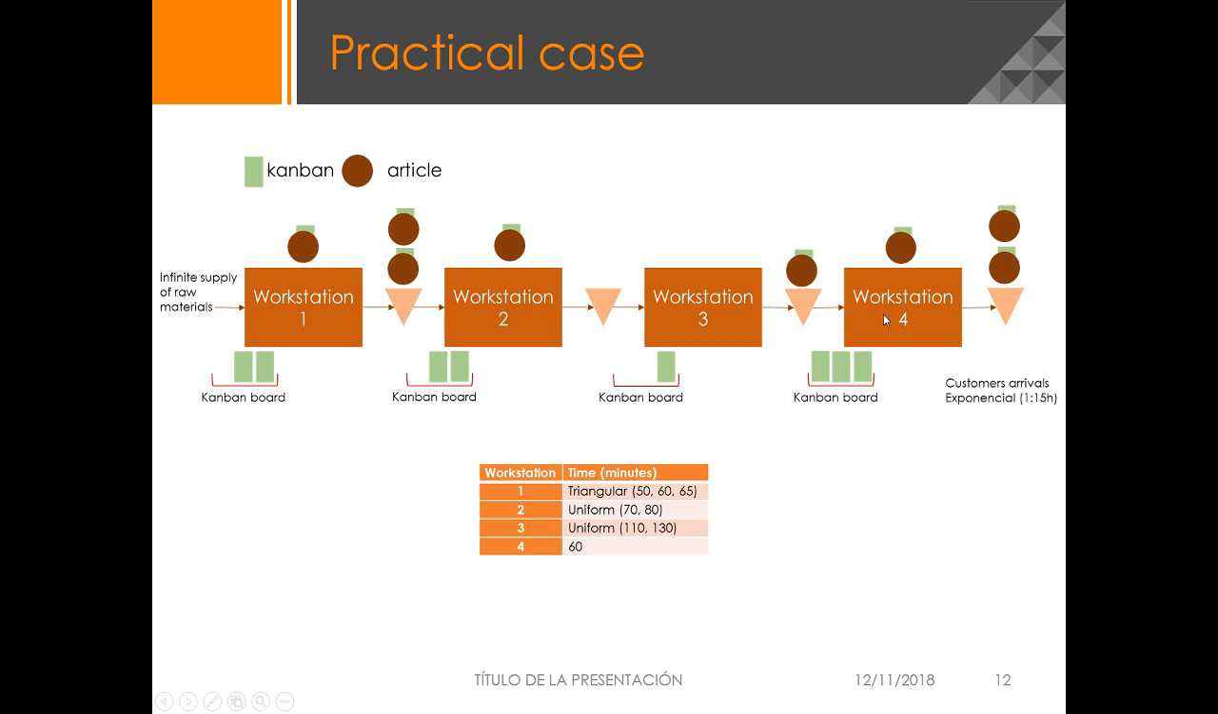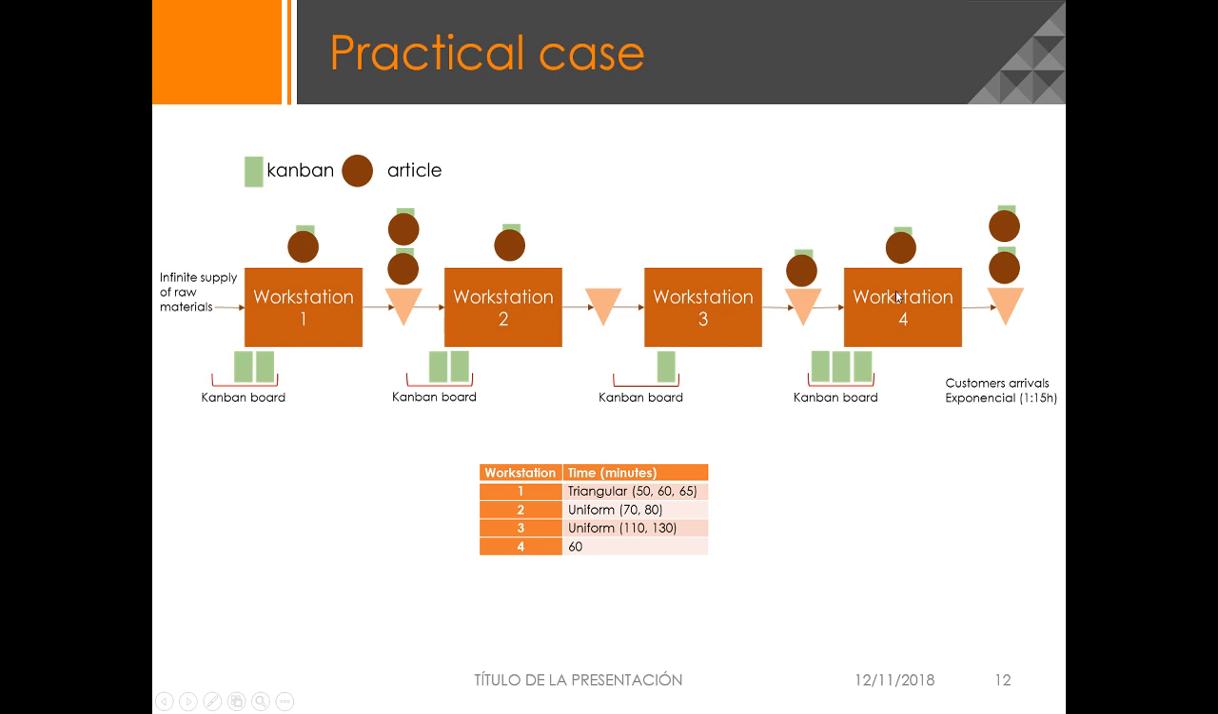So for a workstation to produce, 3 conditions should be met. First, we have to find some Kanban in our board. Second, there must be some final product of the previous station, which is our raw material, seen as part of workstation 4. And third, workstation 4 should be available. It should be idle, ready to process this product which has been produced previously in workstation 3. So I'll repeat. First, we need a Kanban; second, we need product to be processed in the final stock of the previous station; and third, we need the workstation to be available to produce.